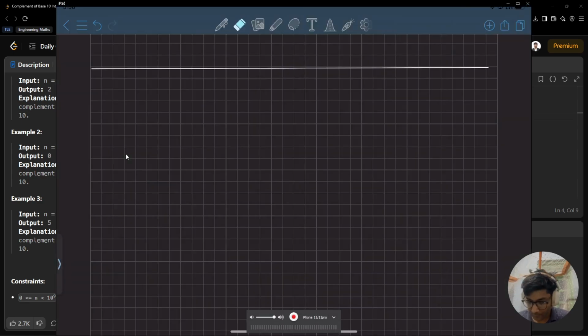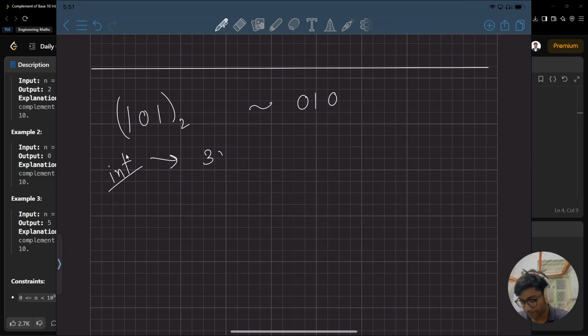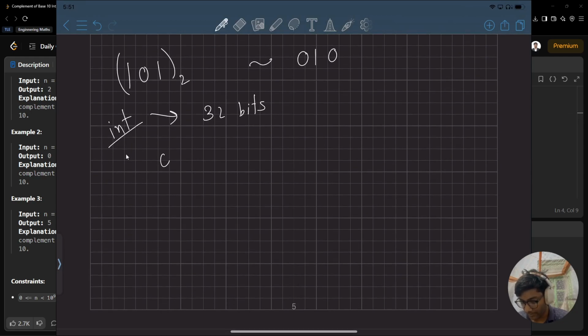So let's say I'm given 101, and this is in base 2. What if I take the not of this and flip every bit? I will get 010. But the problem with this approach is, let's say it's an int data type. Usually this is represented in 32 bits. So 101 is represented as 0000 and then in the end 101. Now how many zeros do we have? I think 29 zeros, and then a 101.